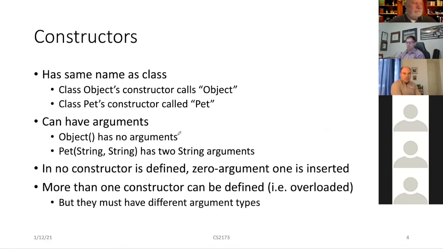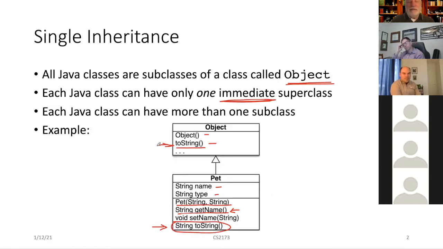Okay, constructors. Again, we've been dealing with constructors. A constructor looks kind of like a method. It has the same name as the class. So, for example, the constructor of the class Object is called Object. In the case of my Pet, the constructor was called Pet. So the constructor is always the same name as the class.